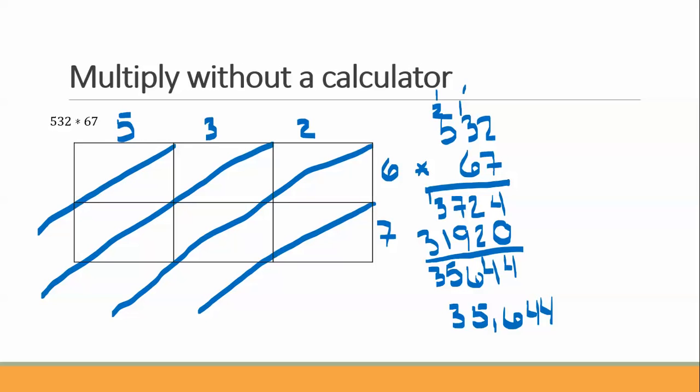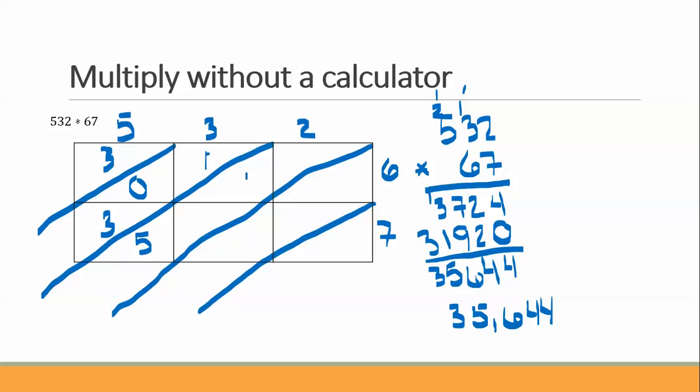And now we're just going to multiply. This box is the intersection of the 5 column and the 6 row. So we're going to multiply 5 times 6, which is 30. This box is the intersection of the 5 column and the 7 row. So that's 5 times 7, which is 35.